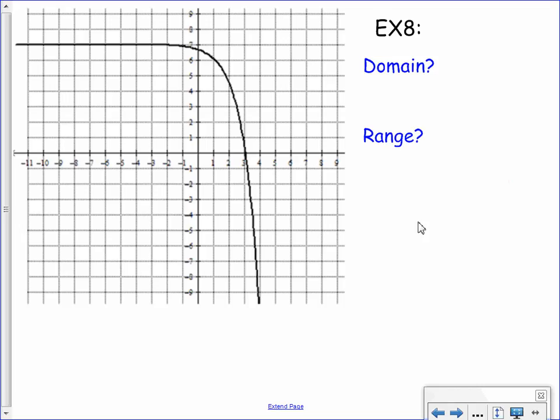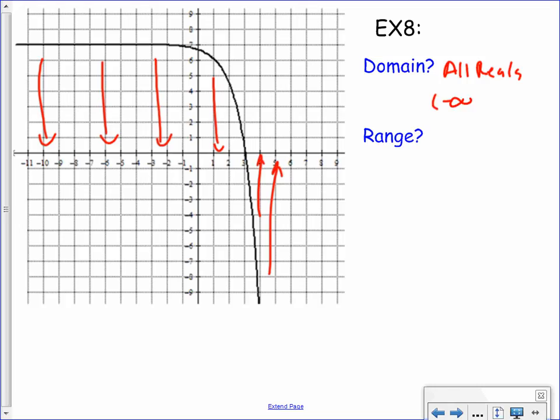What family? Exponential. Okay, this is my favorite. The domain: will there always be an x value no matter what? Yes. It starts getting slower at the end, but there will always be an x value, so that's easy. All reals. Negative infinity, positive infinity.